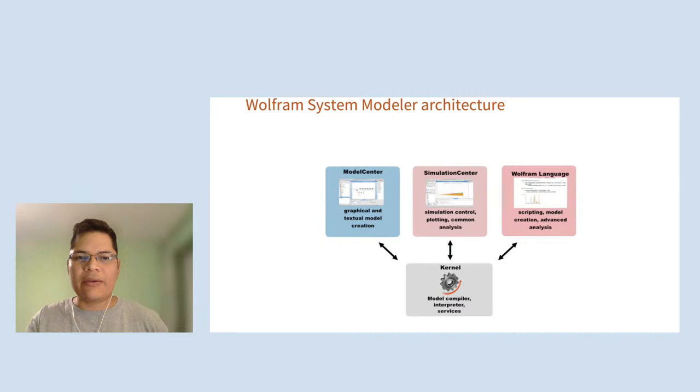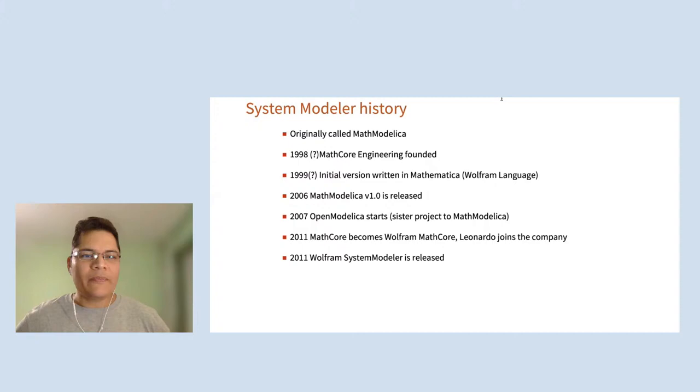But it wasn't always like this. So this is a little bit of the history of System Modeler, which was originally called MathModelica. It was created by a company founded around 1998, MathCore Engineering, based in Linköping, Sweden. Around 1999, they had an initial version which was written in Mathematica, nowadays called the Wolfram language. But the program as we know it, with this model creation, kernel compiler, etc., had its first version released in 2006.